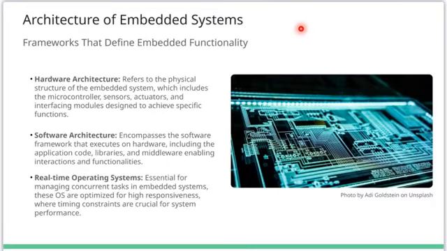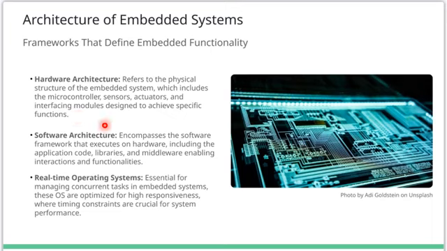Okay. Next part, we'll be discussing the architecture of embedded systems. Architecture means basically a framework that defines the embedded functionality. Architecture may be hardware architecture or software architecture, and in the special case where the embedded system is applicable to real-time operation, to manage several concurrent tasks, we need the structure of a real-time operating system. So in short, these are the architecture components of the embedded system.